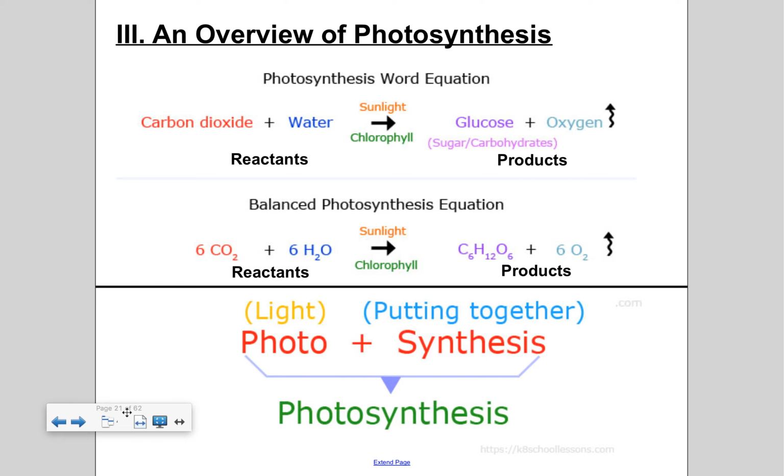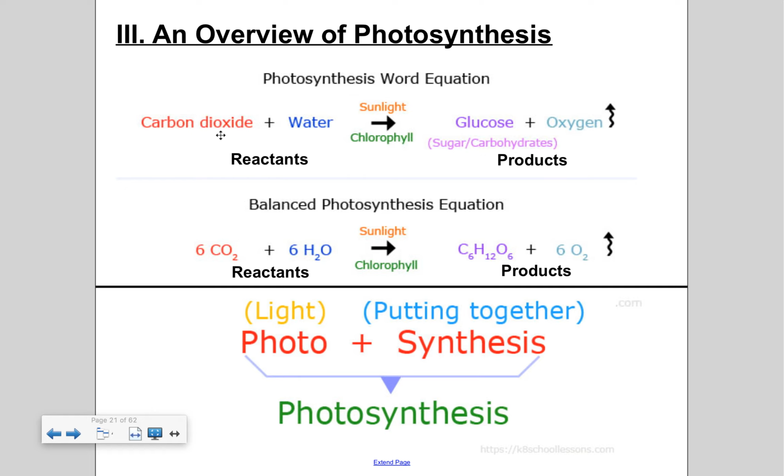Okay, moving on to an overview of photosynthesis. So now that we've talked a little bit about pigments and how they absorb sunlight, and an electron carrier, let's talk about the chemical equation of it. So photosynthesis, if we just look at the words, okay, carbon dioxide, the gas that we breathe out, and water, with a little bit of sunlight, enter the chlorophyll and produce glucose, also known as sugar, and give off oxygen. This is the gas we breathe in.